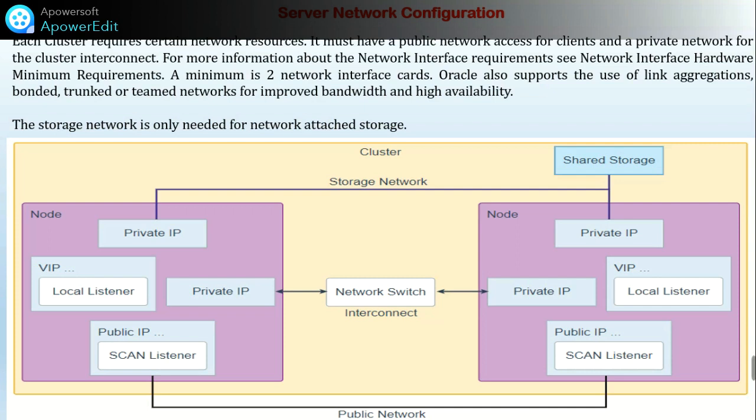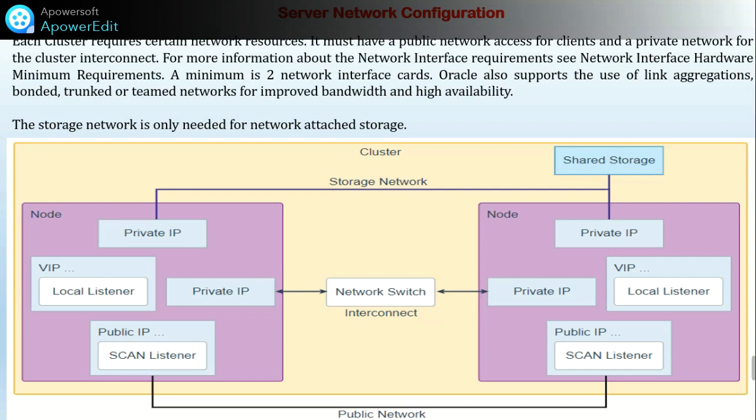A minimum is 2 network interface cards. Oracle also supports the use of link aggregation, bonded, trunked, and teamed networks for high availability. The storage network is only needed for network attached storage.